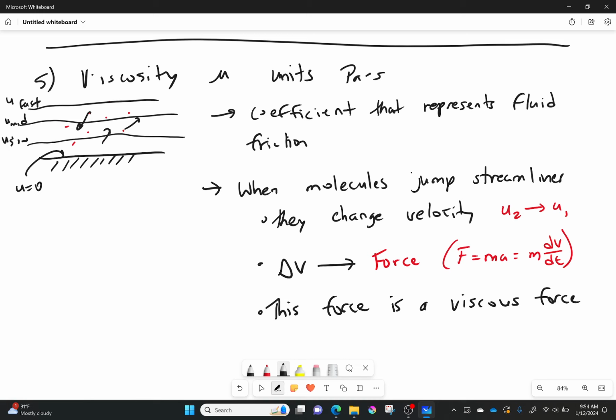Coming back to all of this, there's one thing to be very careful about: viscosity, or I should say viscous forces, require some sort of velocity gradient. If we don't have a velocity gradient, we don't have viscous forces.